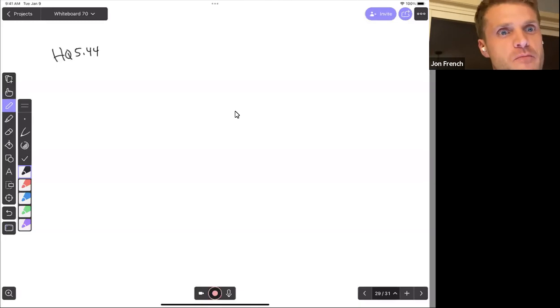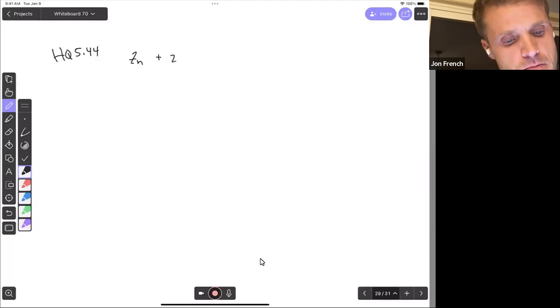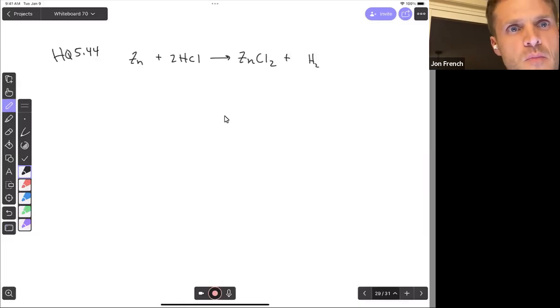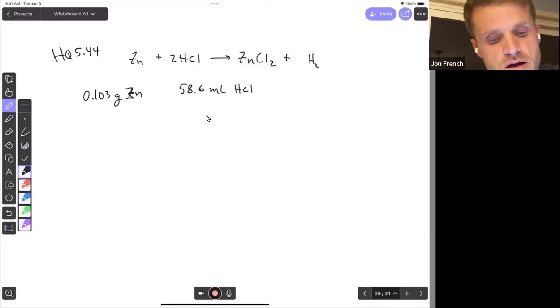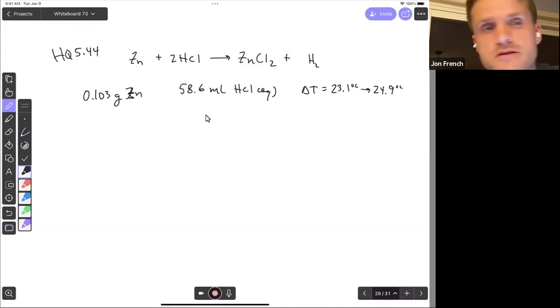All right, so for question 44, who wants to toss in how much zinc and how much HCl they have in the reaction and your temperature change? All right, so we've got 0.103 grams of zinc, and it combines with 58.6 milliliters of HCl, and that's aqueous HCl, so it's mostly water, right? And the temperature change goes from 23.1 degrees Celsius up to 24.9 degrees Celsius.